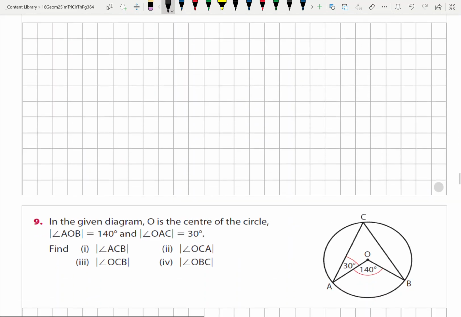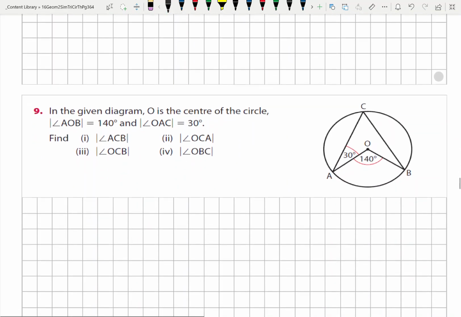They want OCA, which will be 30, because by the time you've drawn it, you have an isosceles triangle here, so the base angles are equal. OCB, well, I had a 70 up here already, so now I have a 40 in there, and now I have a 40 here, so OCB is a 40. And OBC is also 40. It's in the same isosceles triangle.